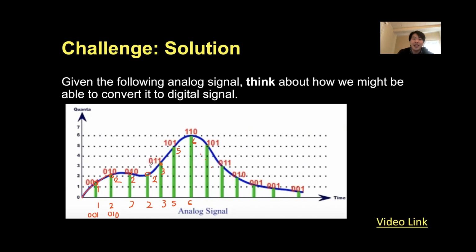So for 3, you can see that compared to 2, it has one extra 1, right? So 0, 1, 1 means 3. Now, you can guess what 5 is, right? 5 is 1, 0, 1, and 6 is 1, 1, 0.